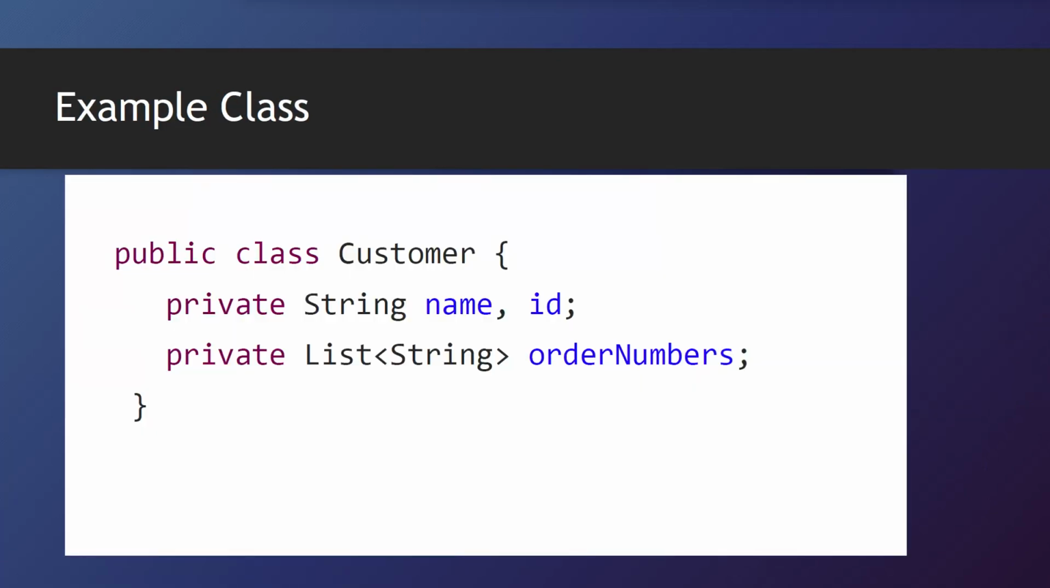For example, let's say you had a customer class. It might have instance data variables for name, ID, and a list of order numbers for every order that the customer has made. Every customer object will have its own name, its own ID, and its own list of order numbers. Every instance or object you create will have its own version of these instance variables.